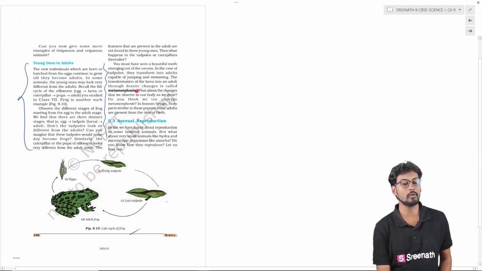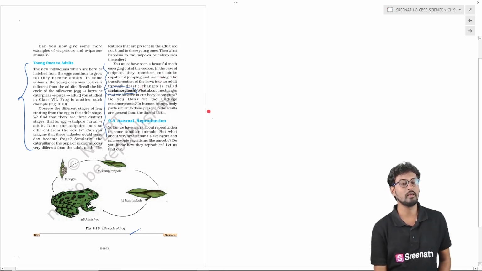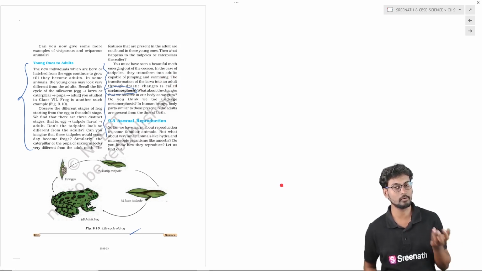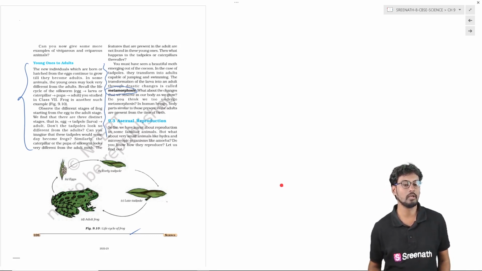In metamorphosis, the drastic change in the body is called metamorphosis, and we can see this kind of thing also observed in the silkworm. That is the formation of the cocoon, and the molting of the cocoon is also one of the examples of metamorphosis.